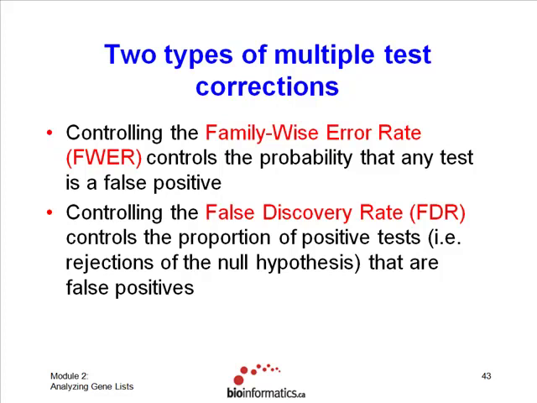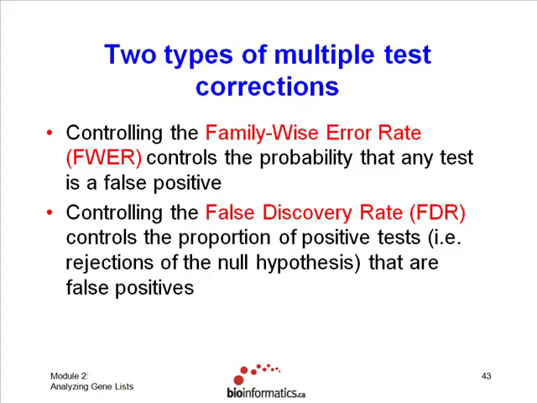One is correcting for the family-wise error rate, right? And this controls the probability that any one of the tests is a false positive. It's really stringent. So if you do 1,000 tests and you get p-values for each of those, and you correct those p-values for family-wise error rate, and you get a final p-value of 0.01, then there's at most a 1% chance that any one of those 1,000 tests is a false positive. So it's a very, very stringent correction, right?